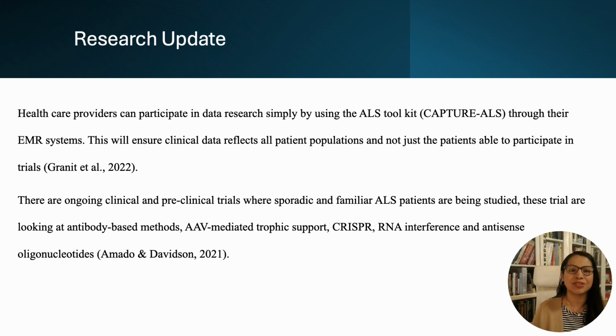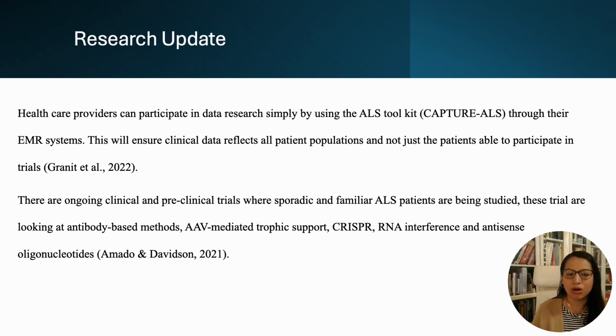Research is always changing, and so there's no cure yet, and yet is the key word. Some of the things that I was able to pull up is, with our EMR systems and how we enter this data on all our patients, it's really important. There is a Capture ALS that healthcare providers can use, and that allows them to gather a lot of data on the true patient population, and how it's affecting our patients, and how that can really improve patient care.